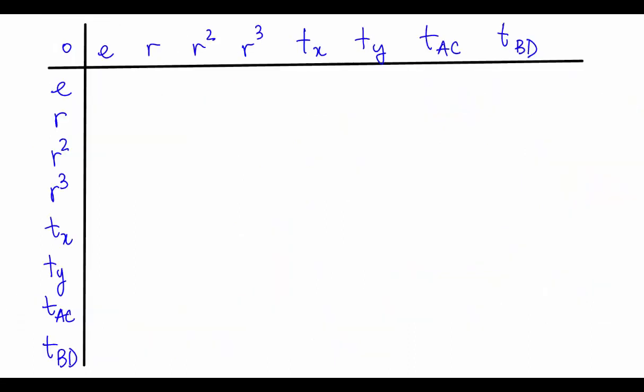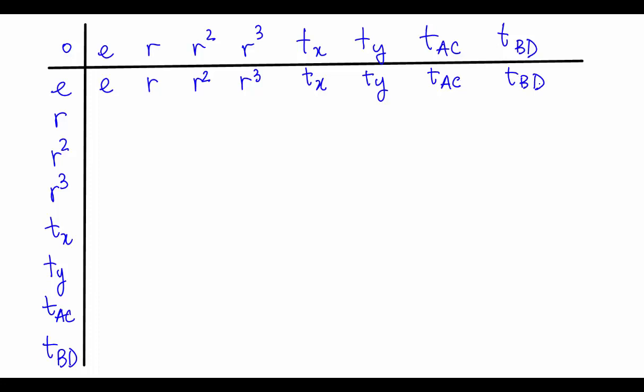Now, the best way to see whether our claim is true is to actually look at this composition table. So if we take the identity map and we compose the identity map with the identity map, we of course expect just the identity map. If you compose the identity map with a rotation, you just get the rotation, right? Same with 2 rotations, 3 rotations, reflection with respect to the x-axis, reflection with respect to the y-axis, reflection with respect to the diagonal AC and diagonal BD.